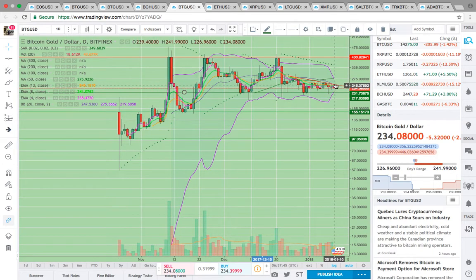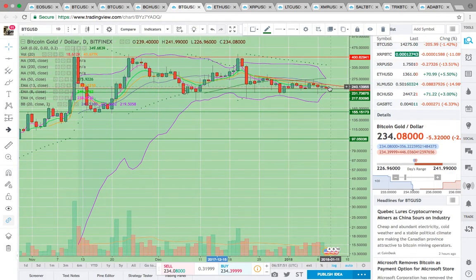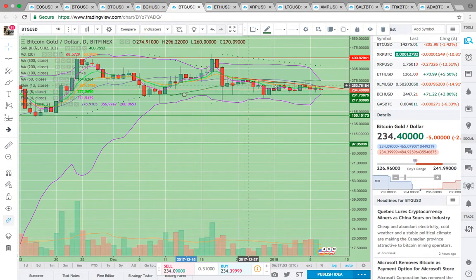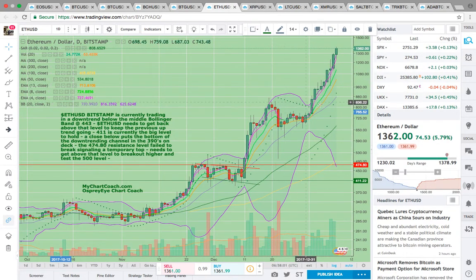When you get super tight Bollinger Bands like this, notice this is the tightest the Bollinger Bands have been. It signals that a move should be coming soon, that this consolidation should be ending soon and a new trend should begin. So we're going to keep an eye on it and see if it could possibly break out above resistance.